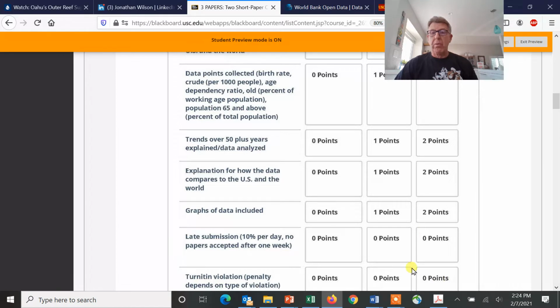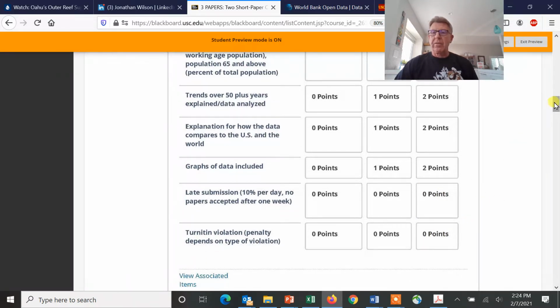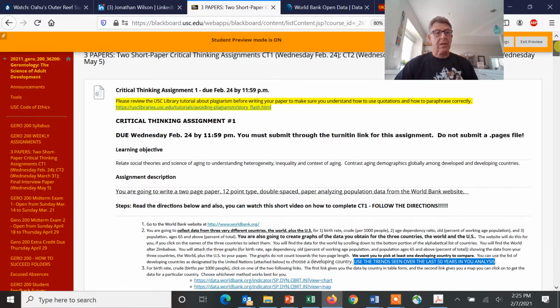And then this is where points are taken off real easily if you're late, and if you screw up and have a Turnitin violation. Again, when's it due? It's right there, February 24th.